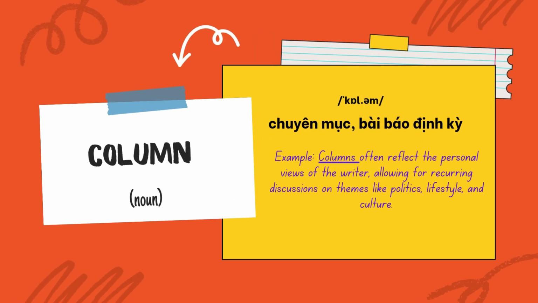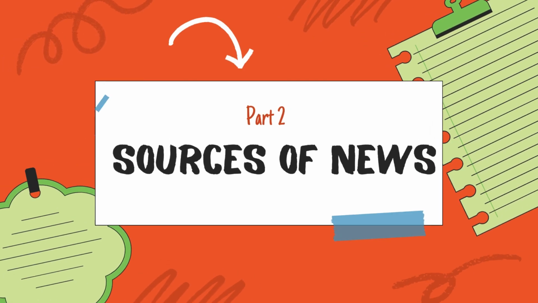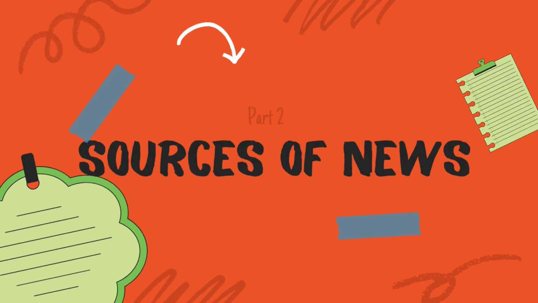Column. Example, columns often reflect the personal views of the writer, allowing for recurring discussions on themes like politics, lifestyle, and culture. Part 2, sources of news.